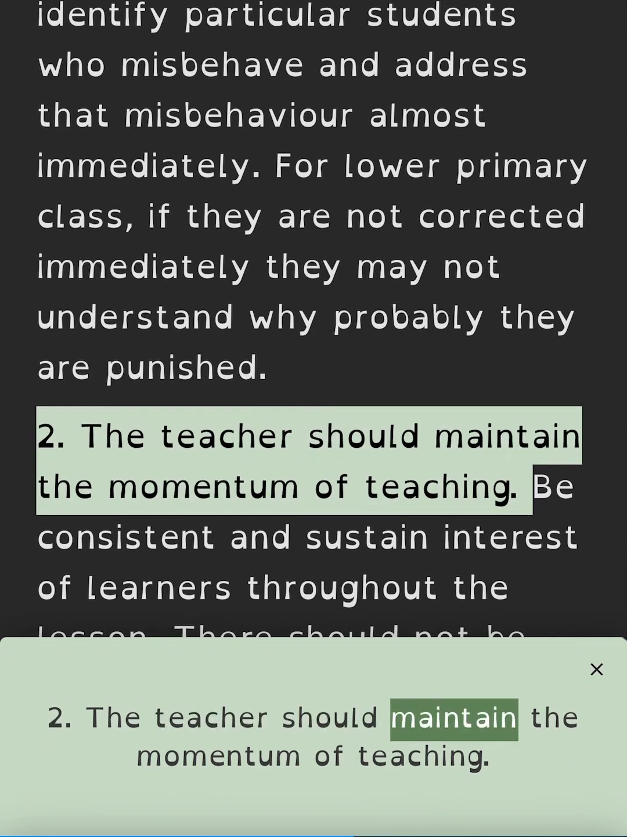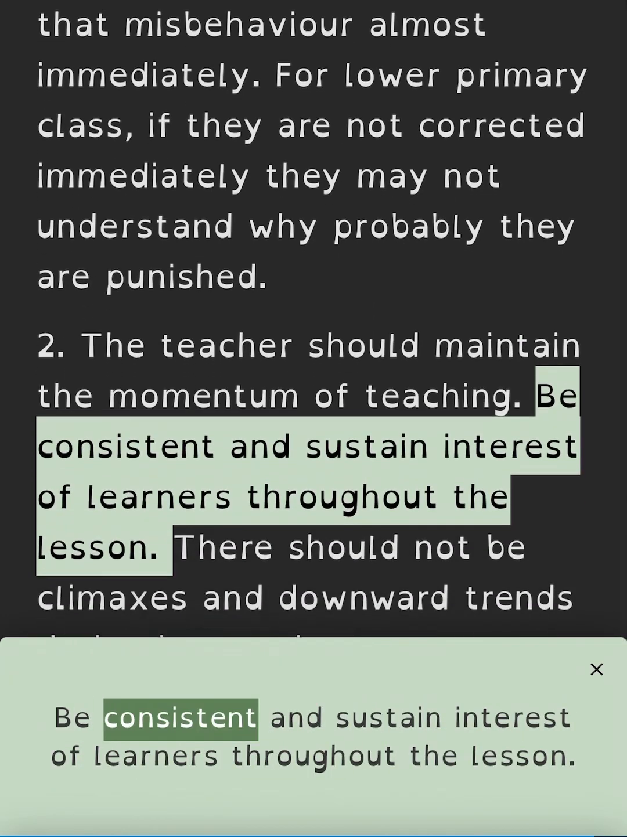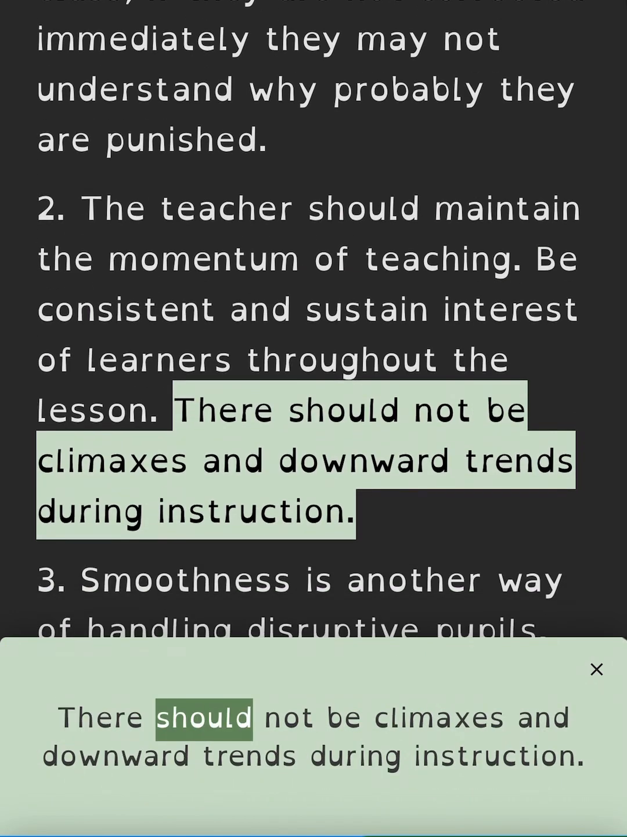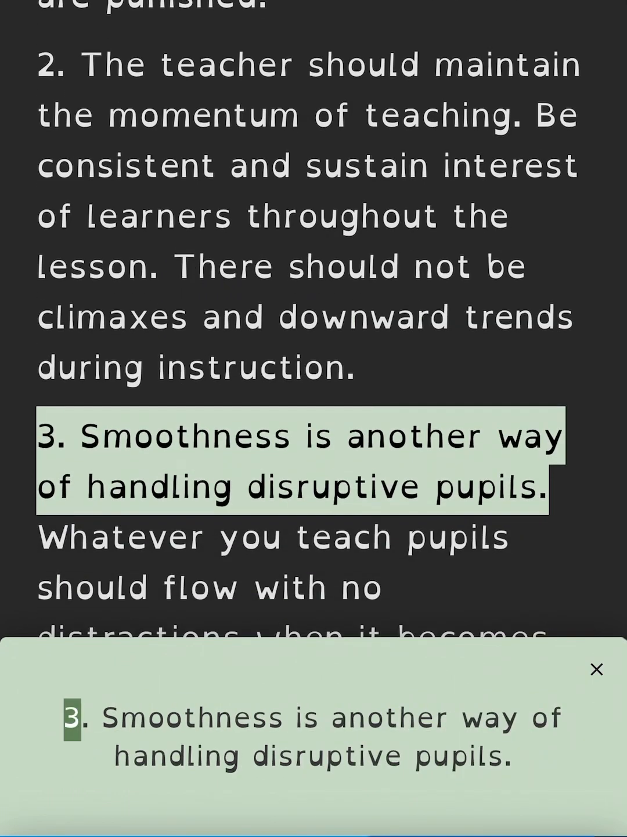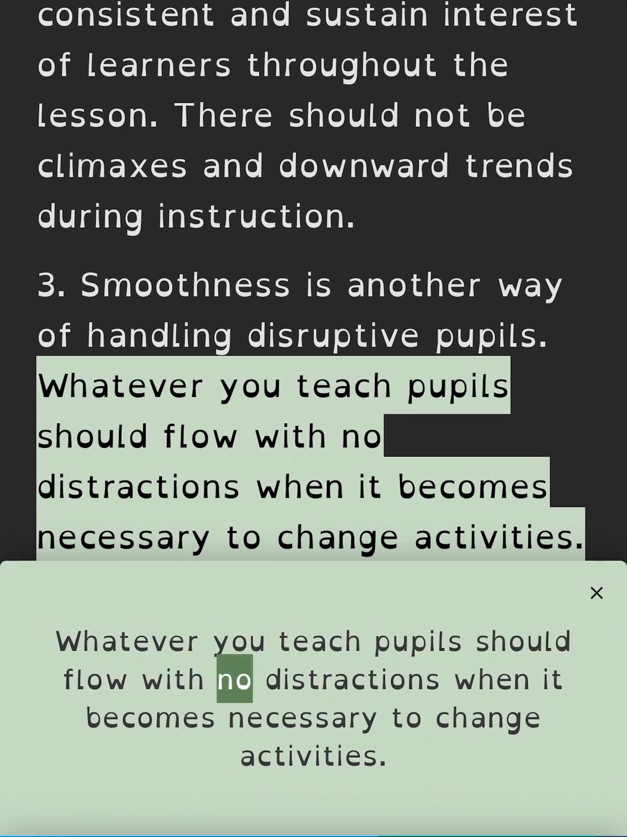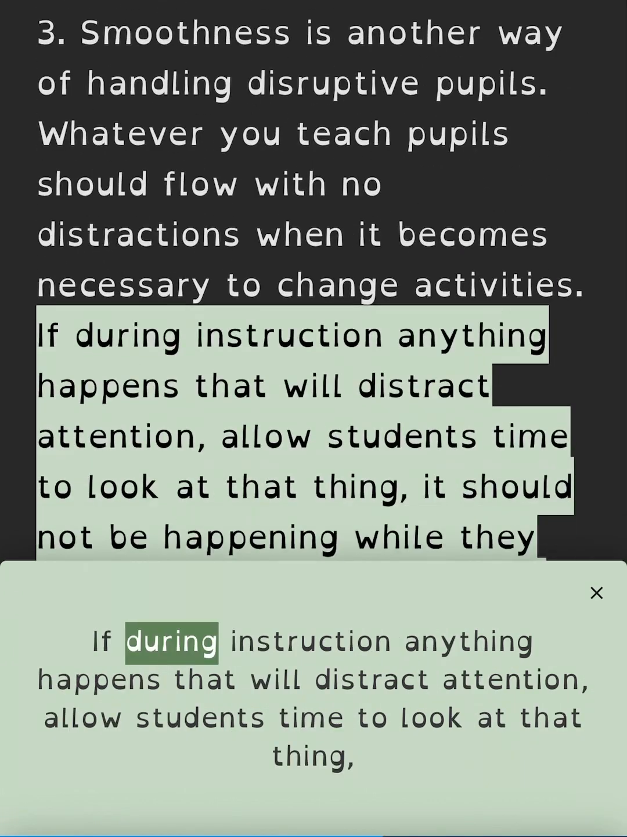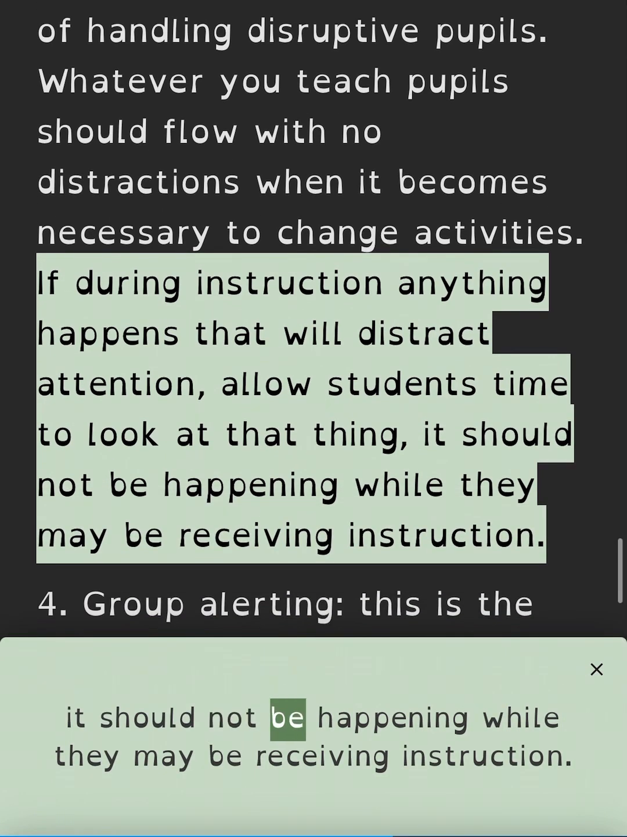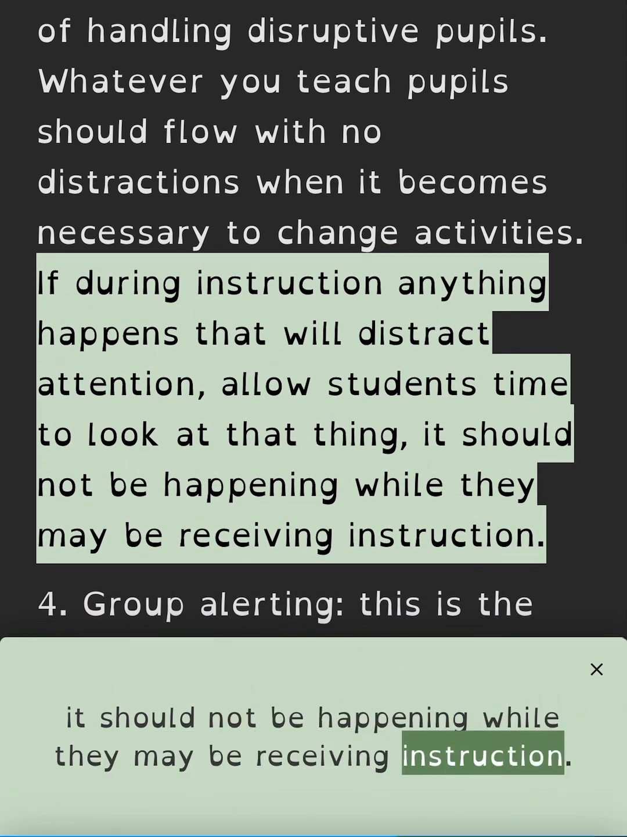2. The teacher should maintain the momentum of teaching. Be consistent and sustain interest of learners throughout the lesson. There should not be climaxes and downward trends during instruction. 3. Smoothness is another way of handling disruptive pupils. Whatever you teach pupils should flow with no distractions when it becomes necessary to change activities. If during instruction anything happens that will distract attention, allow students time to look at that thing. It should not be happening while they may be receiving instruction.